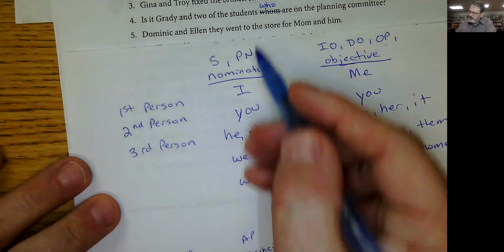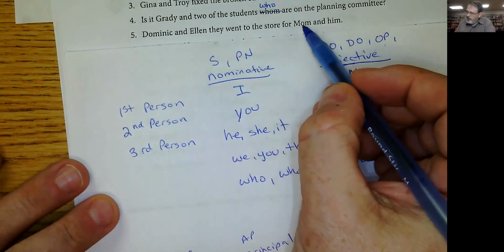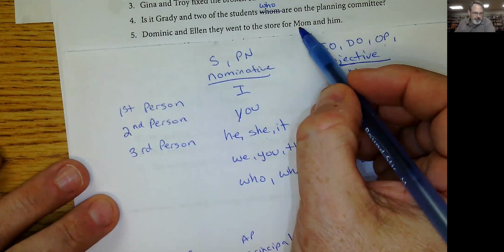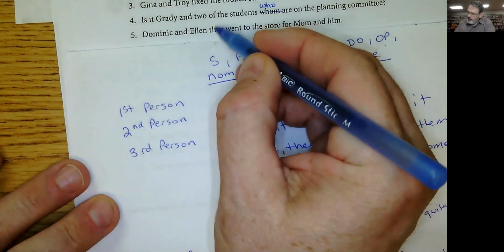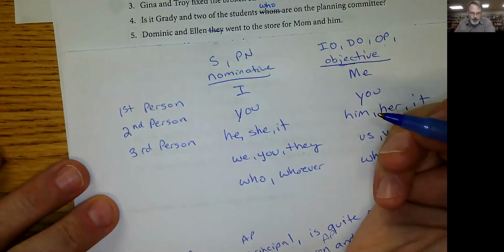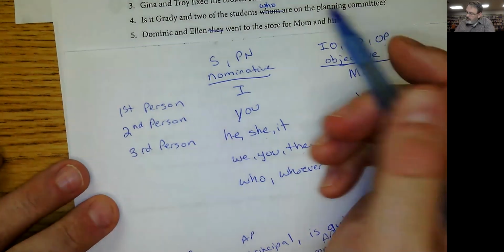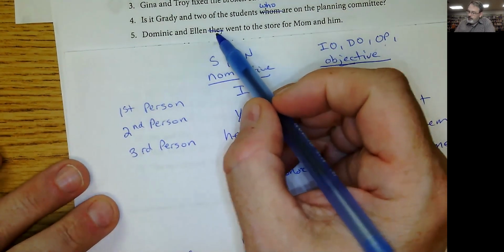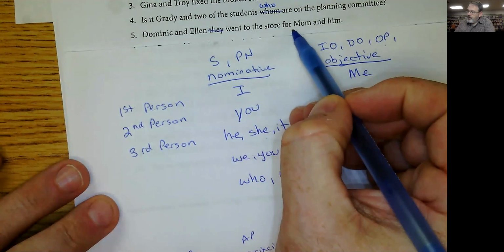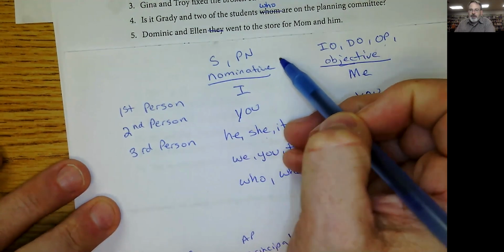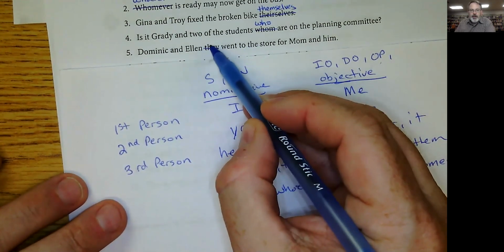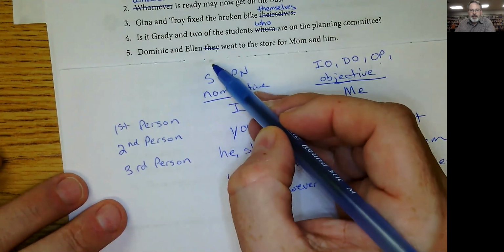Dominic and Ellen, they went to the store for mom and him. So we crossed they out, but we don't replace it with anything because that would be a double subject. Dominic and Ellen went to the store for mom and him. We don't do double subjects, okay? So that pronoun is completely unnecessary.